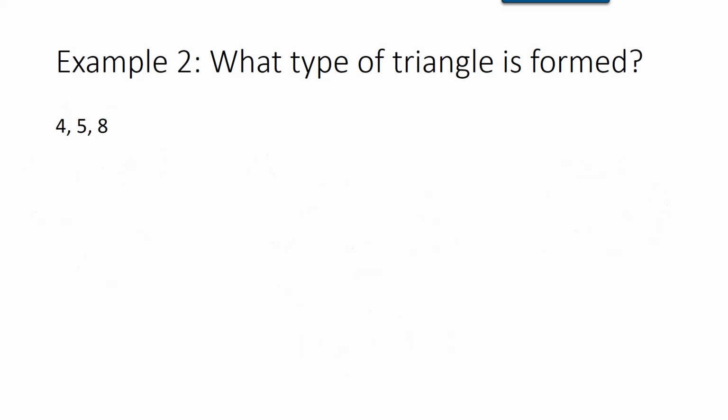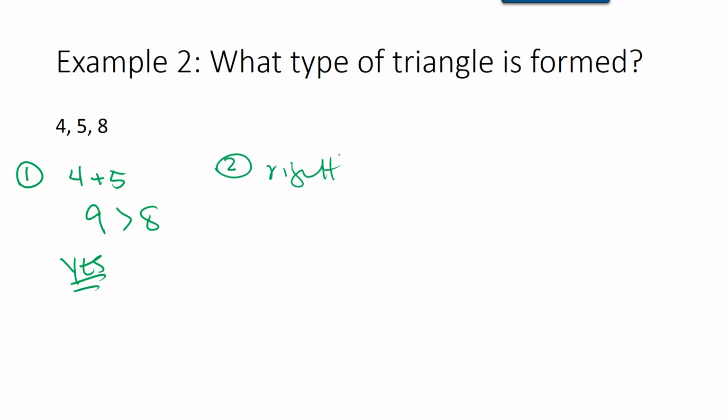Example 2, what type of triangle is formed here? Again, first step, we're going to add the two smaller sides together, see if they're bigger than the third, and see if it makes a triangle. So 4 plus 5 is 9, and 9 is greater than 8. So yes, we make a triangle. We're going to continue on with our work. Step 2. We want to see if we have a right triangle, so we're going to use our Pythagorean theorem.